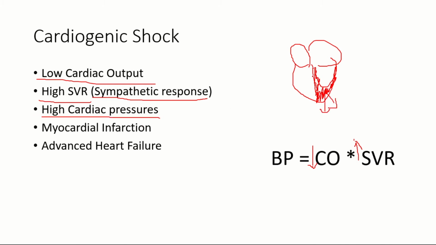So if there is an increase in the pressure in the ventricles, this pressure is going to be transmitted into the atrium, so the pressure in the right atrium is also going to be increased. Same thing happens on the left side of the heart, and so there is an increase in the pulmonary capillary wedge pressure as well. And the cardiogenic shock can be seen in cases of myocardial infarction or advanced heart failure.